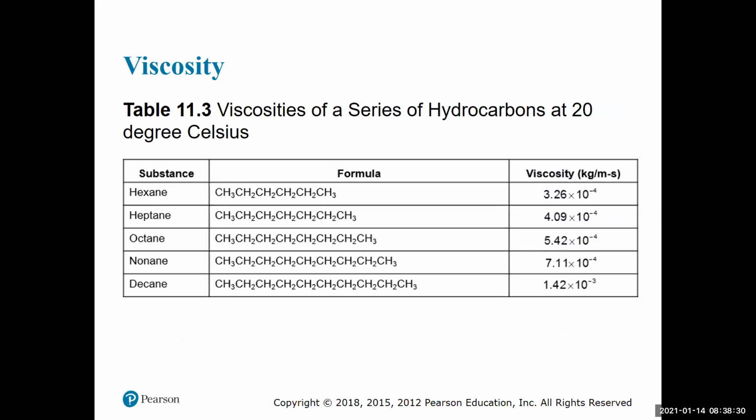So here's another example, some hydrocarbons. We have hexane, heptane, octane, nonane, decane. In other words, straight chain alkanes. Then we have viscosity values. What we see is that as we go from the smallest one to the biggest one, the viscosity is increasing, right? Because 10 to the minus third is a bigger number than 10 to the minus fourth. So it's increasing. That makes sense to us because remember what we said about those intermolecular forces.